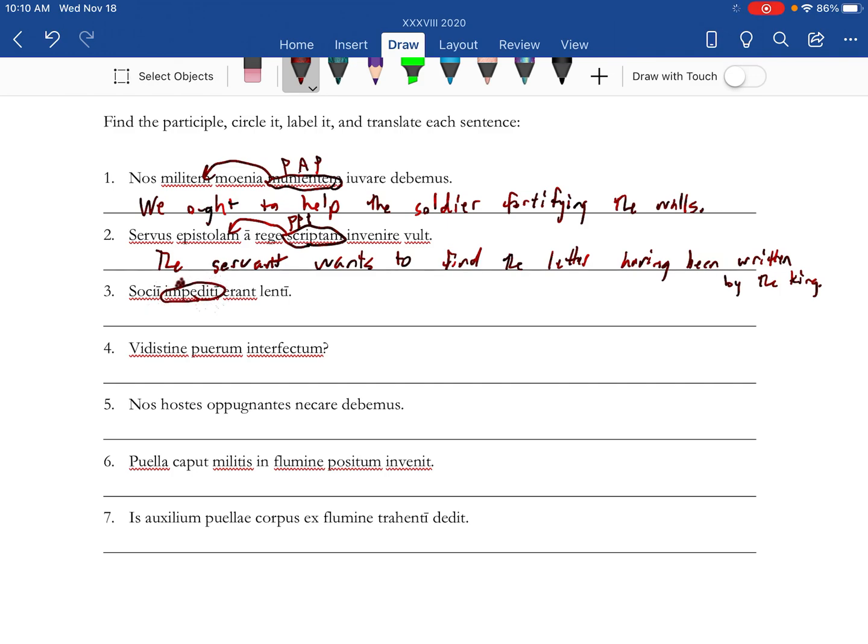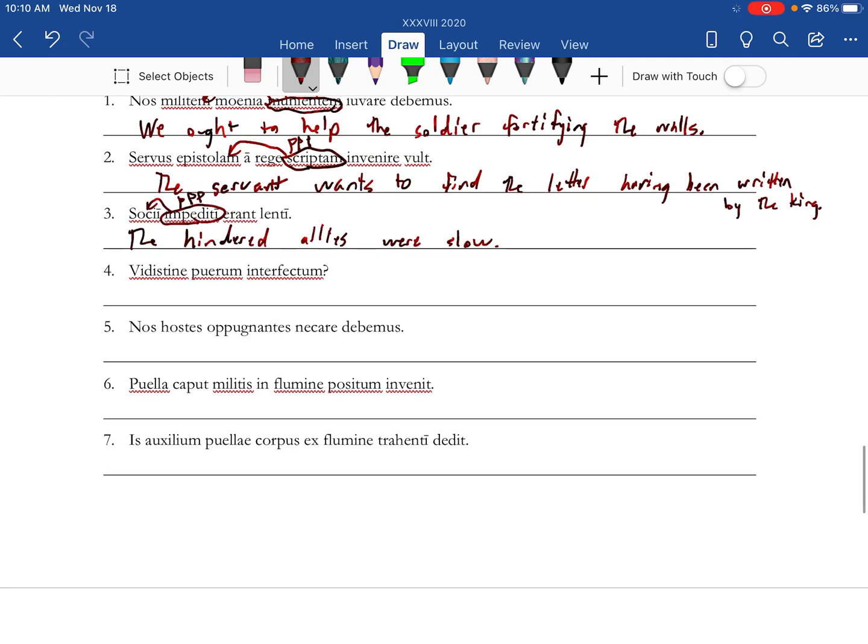Our participle is here. The hindered allies, or the allies having been hindered, were lenti, were slow. Our participle is this guy. It's a perfect passive participle modifying boy. Notice the NE here. The NE means it's a question. Did you see the boy having been killed?